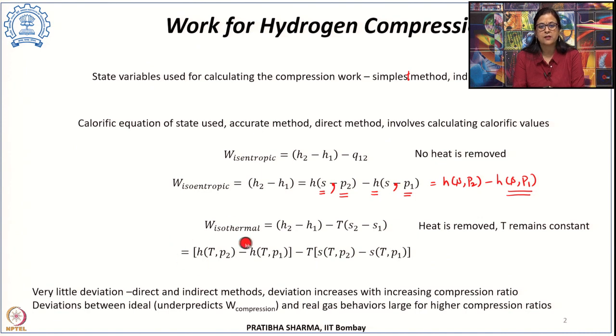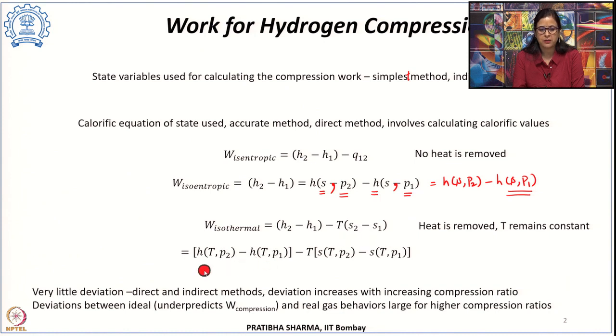However, if the process is considered to be isothermal, that is, as we compress, we remove the heat which is being generated in the process such that the temperature remains constant, in that case the work of compression, considering again the calorific equation of state and the calorific values, is given by the difference in the enthalpies in the two states minus the constant temperature times the difference of the entropies in state 1 and state 2.